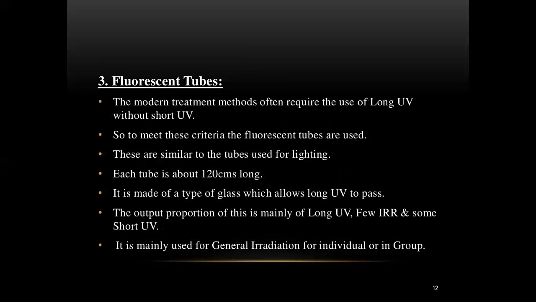Third is the fluorescent tubes. Modern treatment methods often require the use of long ultraviolet without the short ultraviolet. To meet these criteria, fluorescent tubes are used. These are similar to the tubes used for lighting. Each tube is about 120 centimeters long. It is made of a type of glass which allows long UV to pass. The output is mainly long UV, with few IRR and some short ultraviolet. It is mainly used for general irradiation of individuals or in a group.